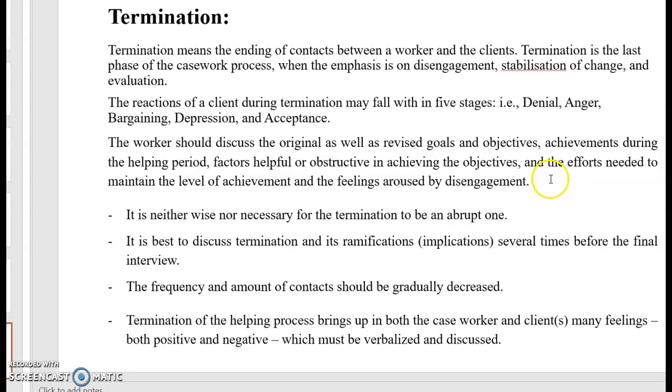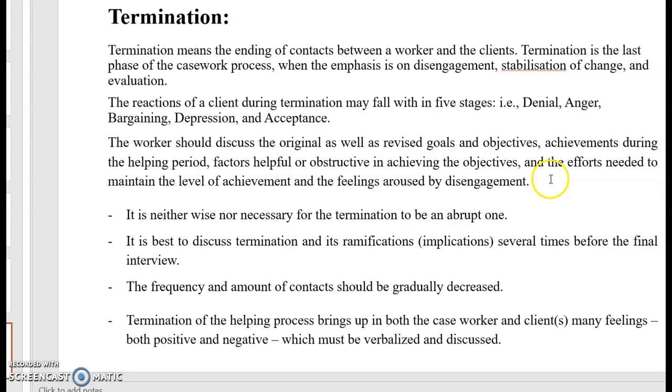Sometimes you can also evaluate that, okay, this problem is not going to be solved here, so at that time you can refer the client to receive others' help. You can refer to another agency or another social caseworker. Then after evaluation, you will do continuous follow up with the client. What is happening? Maybe once a month, or once a week, or twice a month, you will make contacts: maybe phone calls, home visits, messages.